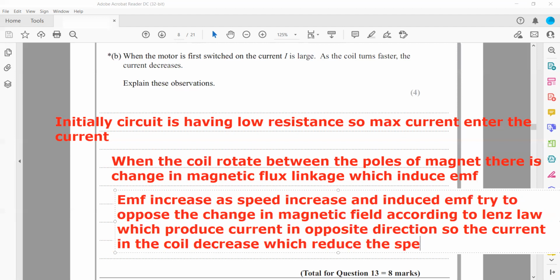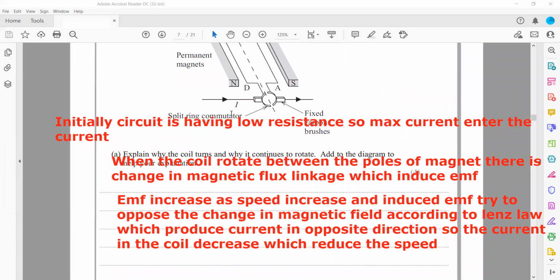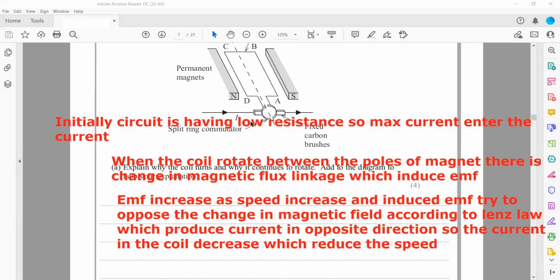speed. So basically what happened in the beginning, when the coil is connected here, we have an electrical motor. When we close the switch, the circuit has a very low resistance. That's why a greater amount of current will enter the circuit. For example, 5 ampere enters the circuit. That 5 ampere causes a rotation of this coil, and as the coil rotates, its speed increases. So there is a change in the magnetic field for the coil itself as it is moving between the poles. So there will be a current in the opposite direction.